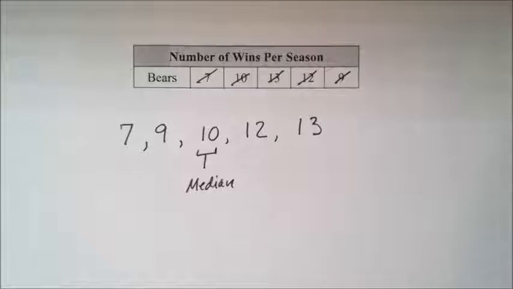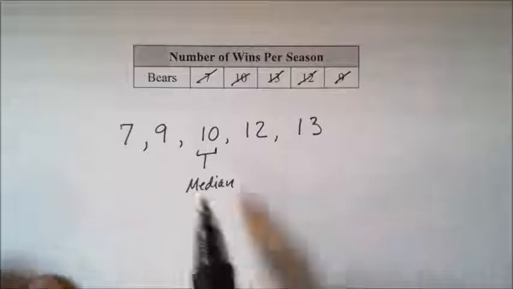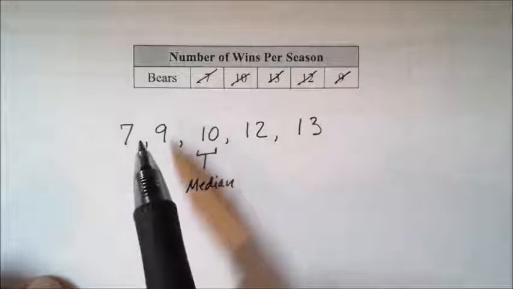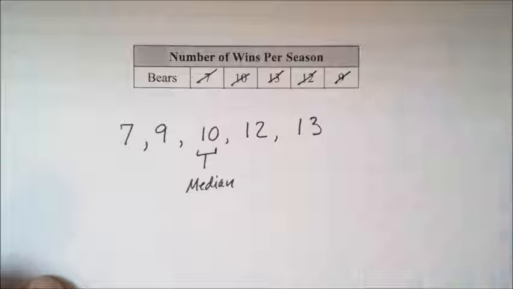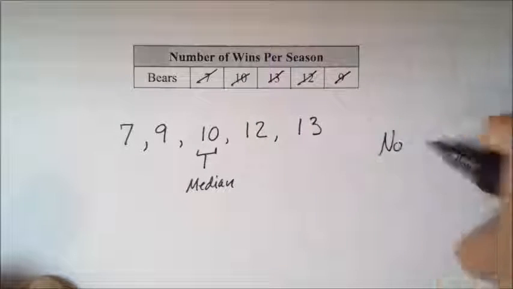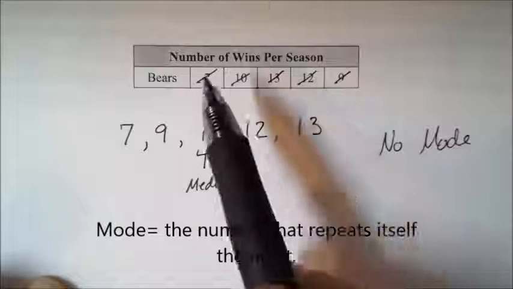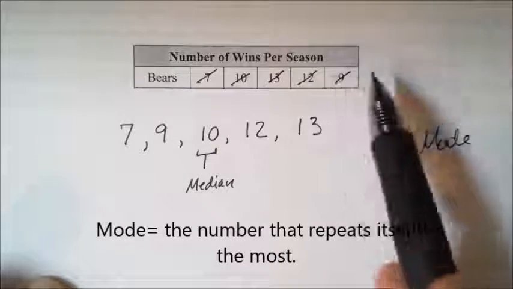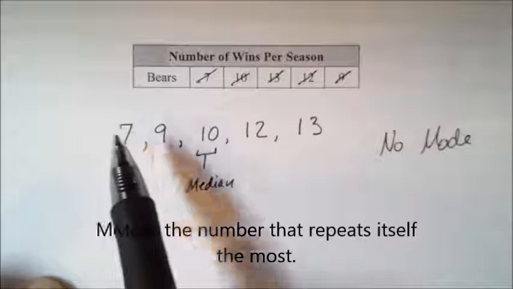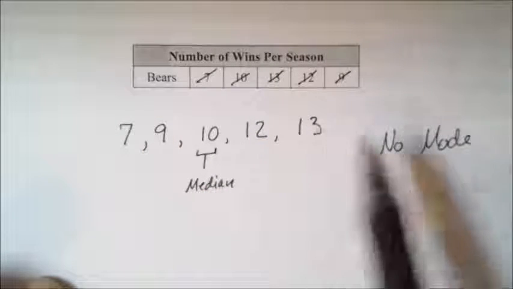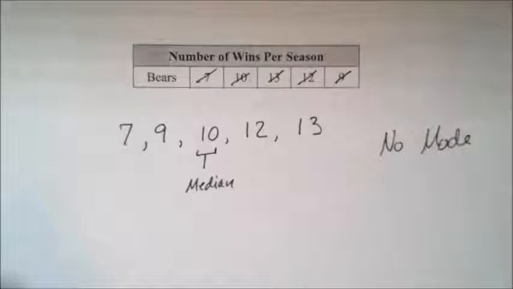My mode, and in this particular set of data, notice that there are no numbers repeating, so we'll say that there is no mode. If there were a mode, you would have one of these values would repeat. So say for instance if we had 7, 7, 9, 10, 12, 13, then 7 would be the mode because it repeated. But because there is no repeating value, we say that there is no mode.